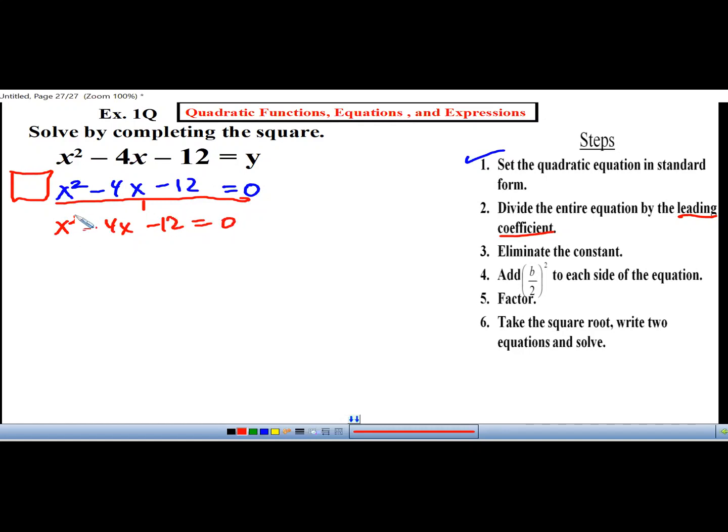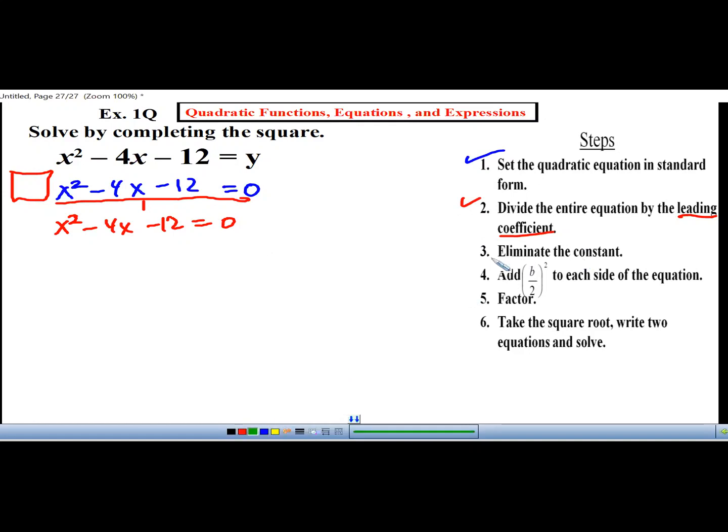And some of you are like, Mr. Q, why do we have to do that if we get the same thing? Because I said so. No, it's because we're creating muscle memory, guys, because there's going to be some equations that are going to have a coefficient that's greater than 1, and you need to know that step. Okay? So step 2 is done.